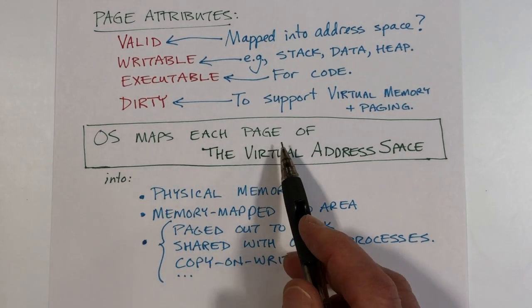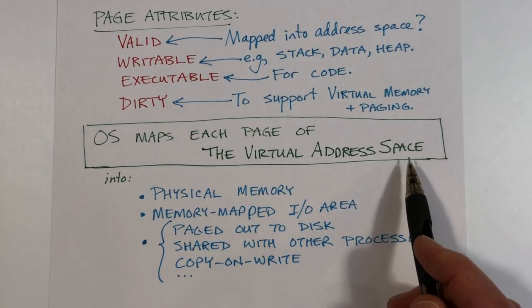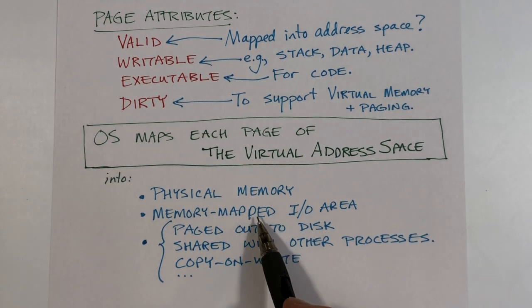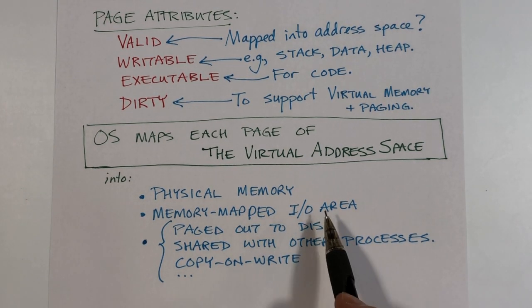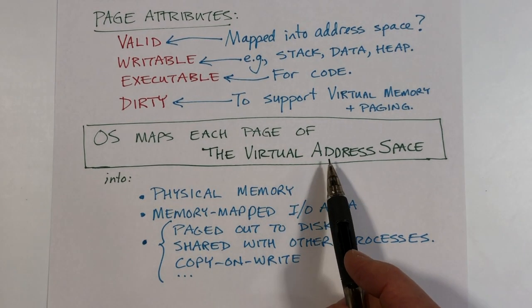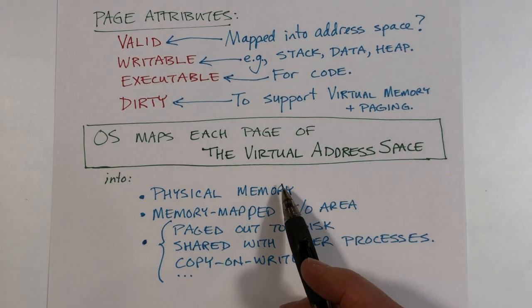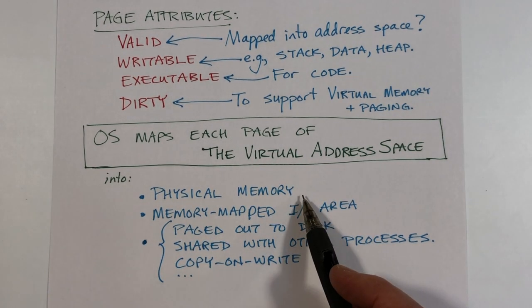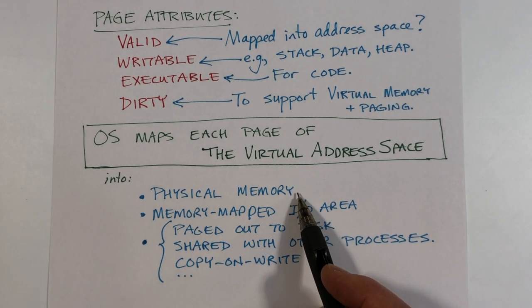The operating system will map each page of the virtual address space into physical memory, or perhaps memory mapped I/O, or not. If the page in the address space is not allocated at all, it will be invalid and it won't be mapped to anything. If it's just regular memory storing data and stack and heap and so on, and the program, it would be mapped to a page of physical memory.